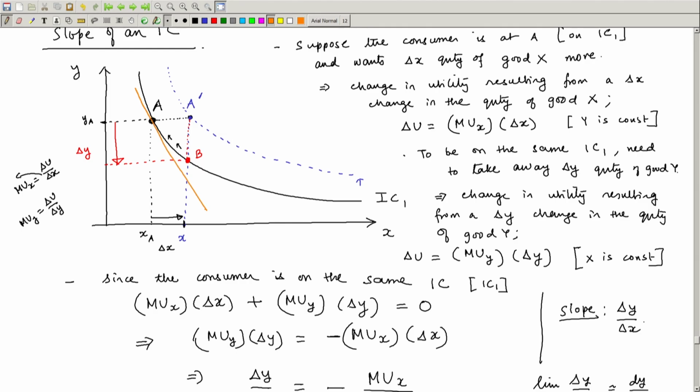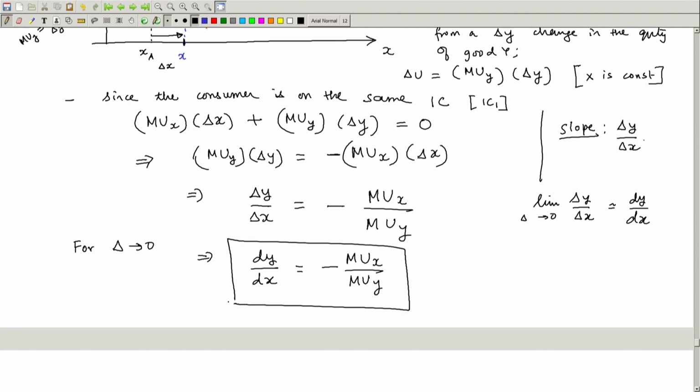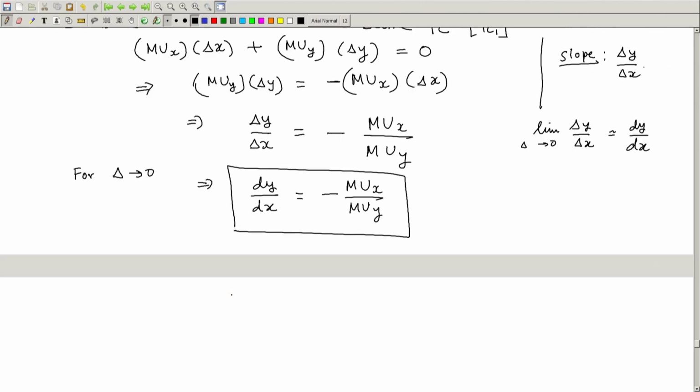So, the tangent to the curve at point A, as I keep pushing B towards A by letting the delta go to 0, is going to give me the slope. So, my dy dx essentially is minus MUx by MUy. This is an important derivation, and I would urge you to repeat this exercise by yourself so that you understand this. Now, a few more things about the slope.